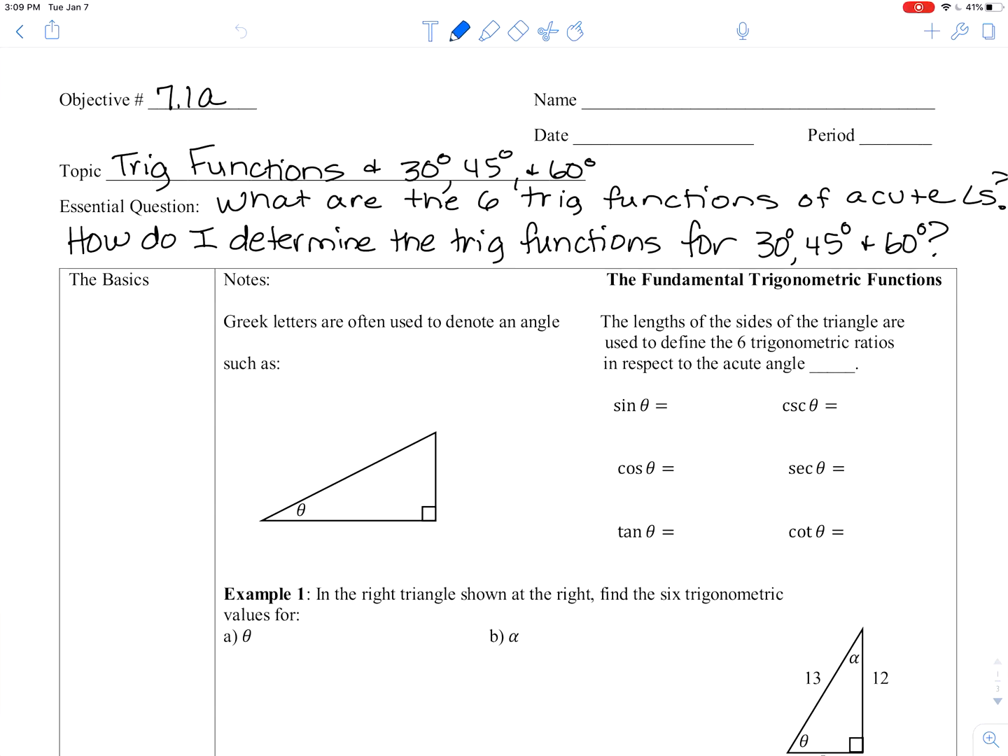Hi guys, today you're going to be taking notes on objective 7.1a.